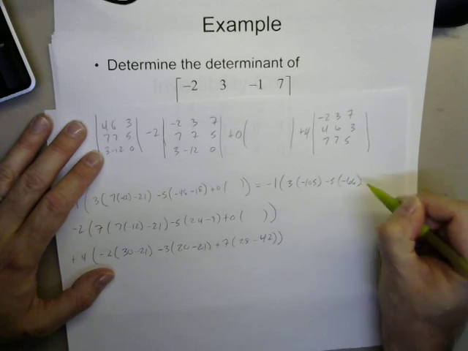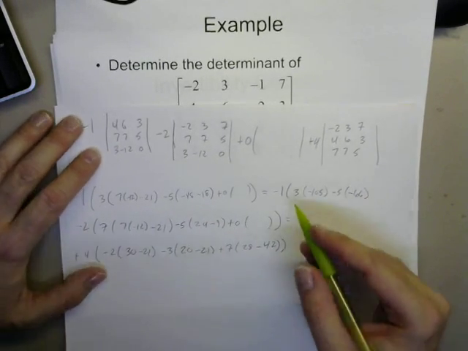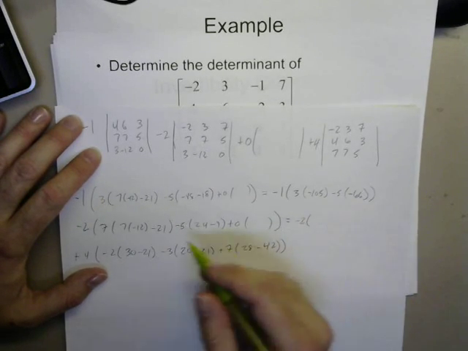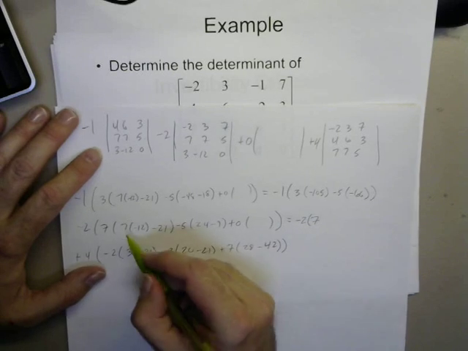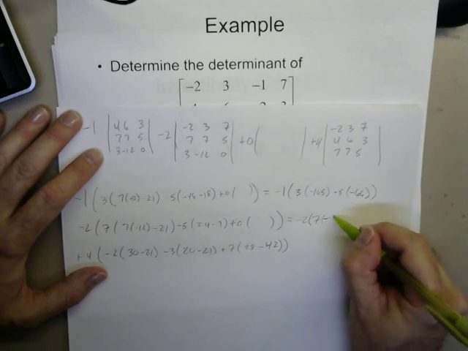Hopefully that's right. Sorry, I guess I should have worked this out beforehand. And then in this case, you'll get negative 2 times 7 times, again, negative 105 again, I think, right?